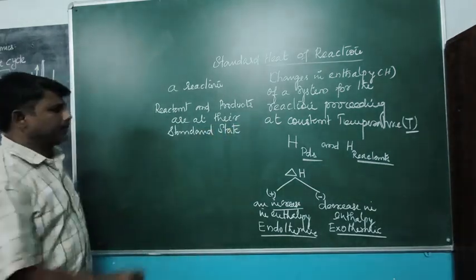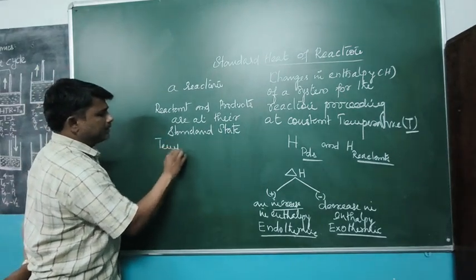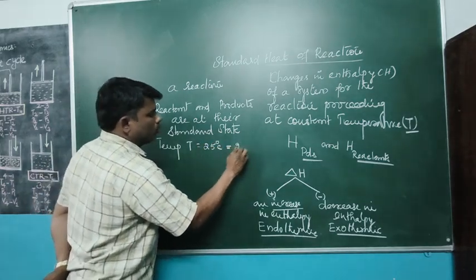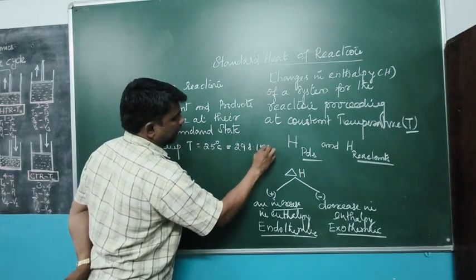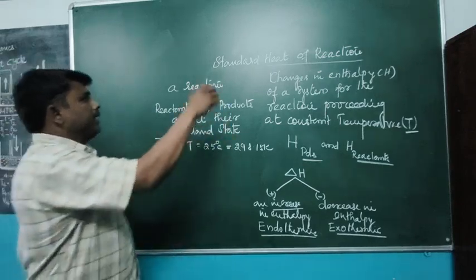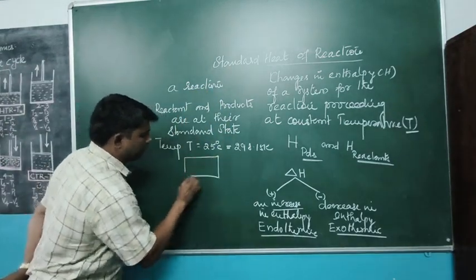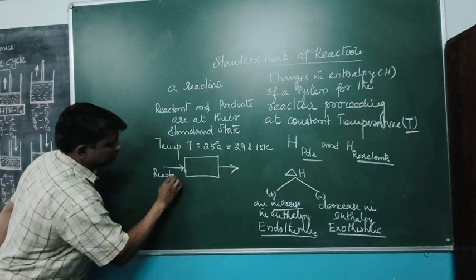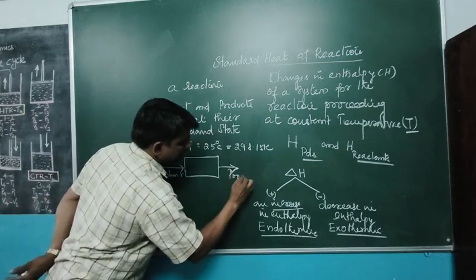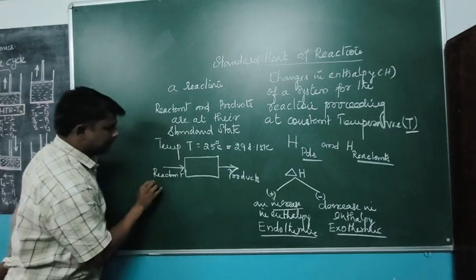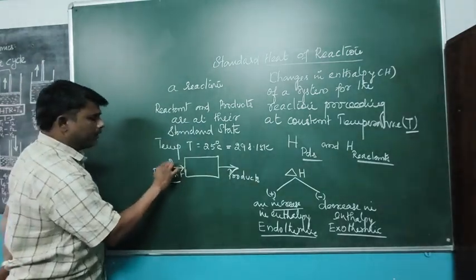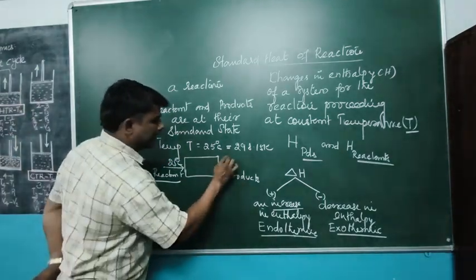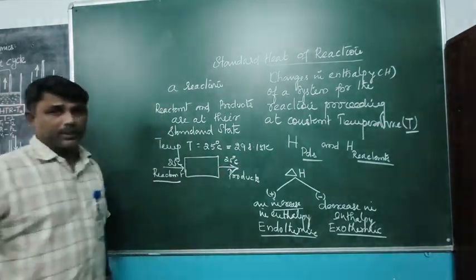Standard state means temperature T is equal to 25 degrees Celsius or 298.15 degrees Kelvin. Entering reactant to the process vessel or reactor. This is reactant. This is product. Reactants enter into the reactor at 25 degrees Celsius. Similarly, the products are removed from the reactor at 25 degrees Celsius at constant temperature.